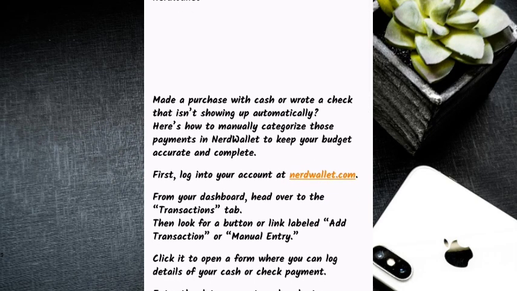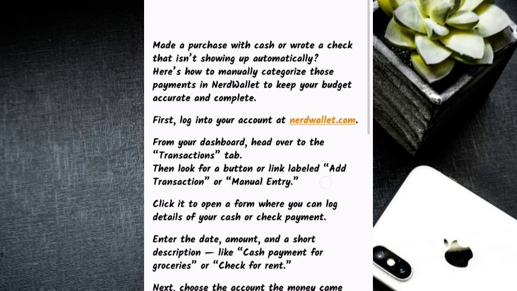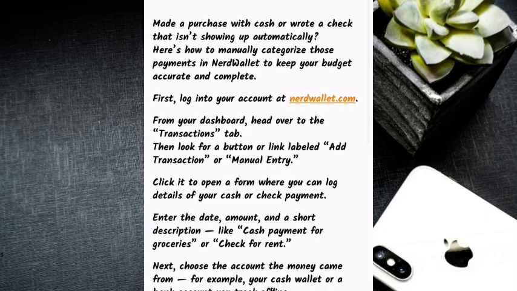First, log into your account at nerdwallet.com, and then from your dashboard, you want to head over to the Transactions tab. Then look for the button or link that's labeled Add Transactions, or it could be labeled Manual Entry. Just click on it to open a form where you can log details of your cash or check payments.